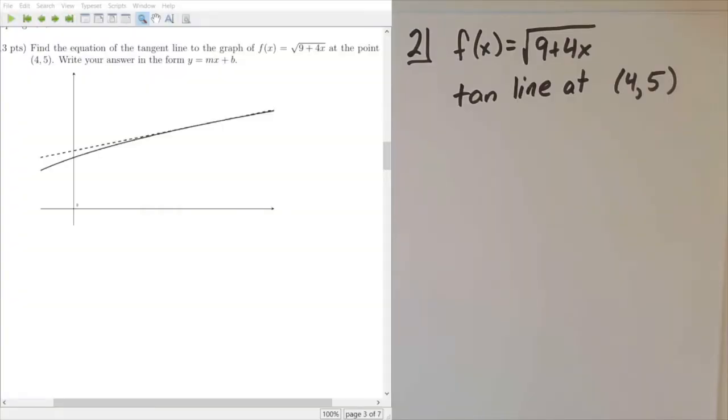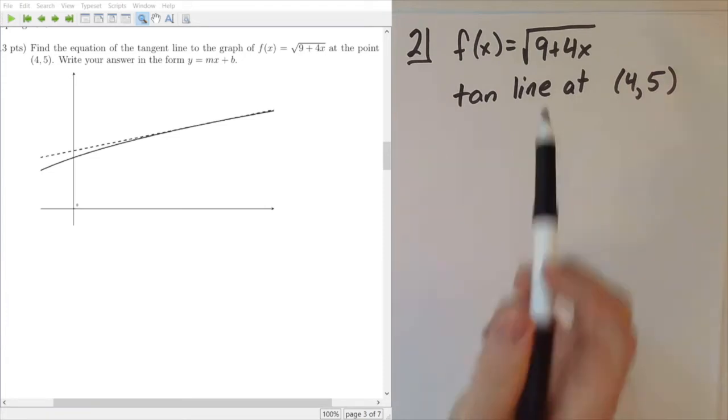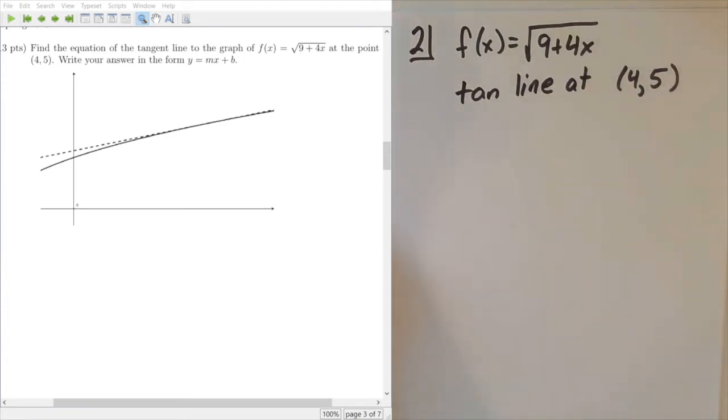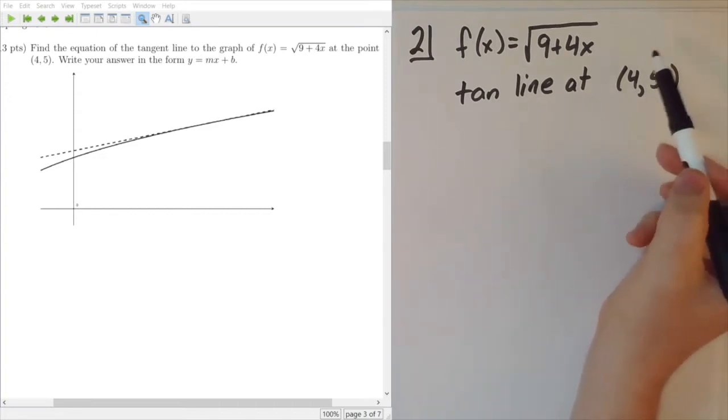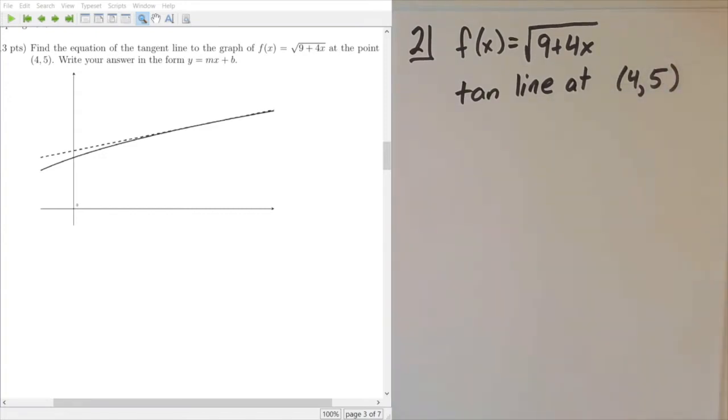Hello class. In this video we're going to do this example of finding the equation of the tangent line. This is question 2 from the exam. Here we have f of x is the square root of 9 plus 4x. If you can't imagine what the graph of that looks like, there's one over here. And we want the tangent line at (4, 5).